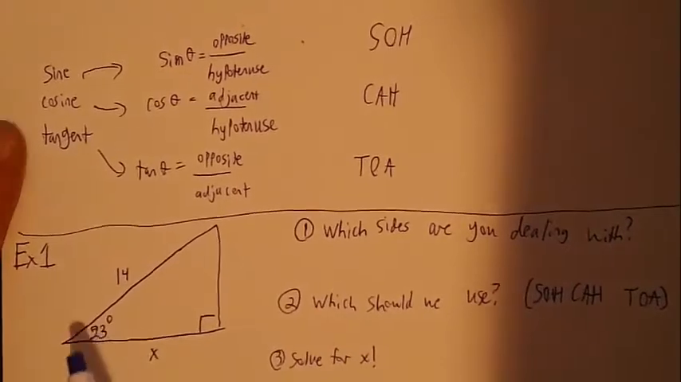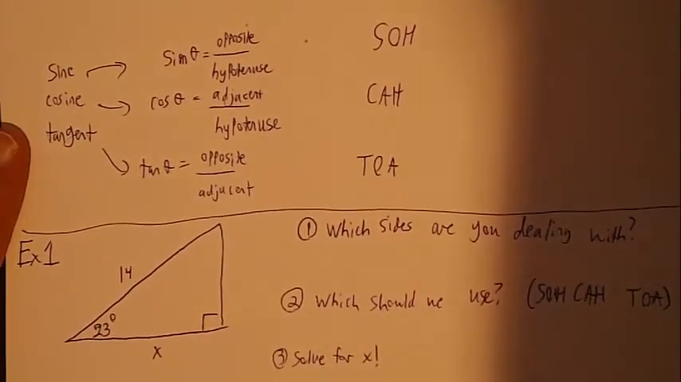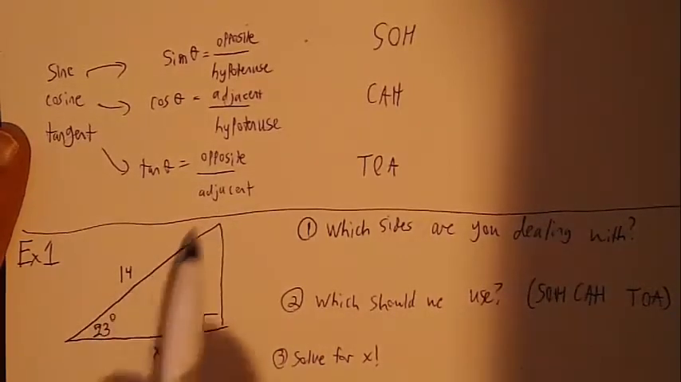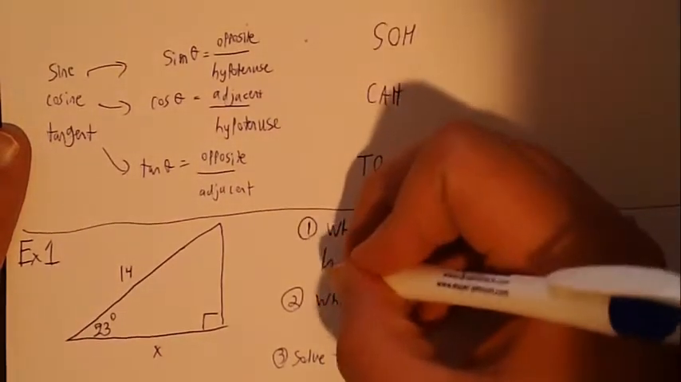So when we look at theta here, we're going to use that to figure out whether we have the opposite, adjacent, or hypotenuse. Well, looking at this, we have our right angle over here, and going across from that, we reach this side. This one is the hypotenuse, and that's 14. So we're definitely dealing with the hypotenuse here.